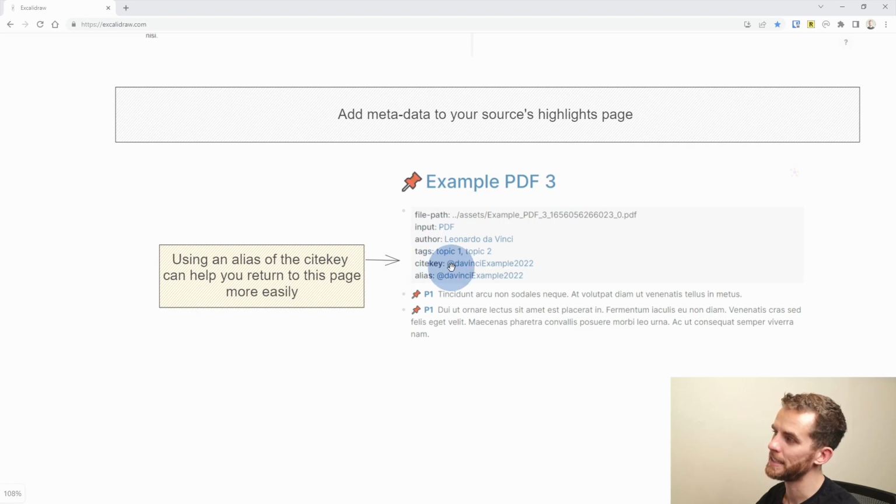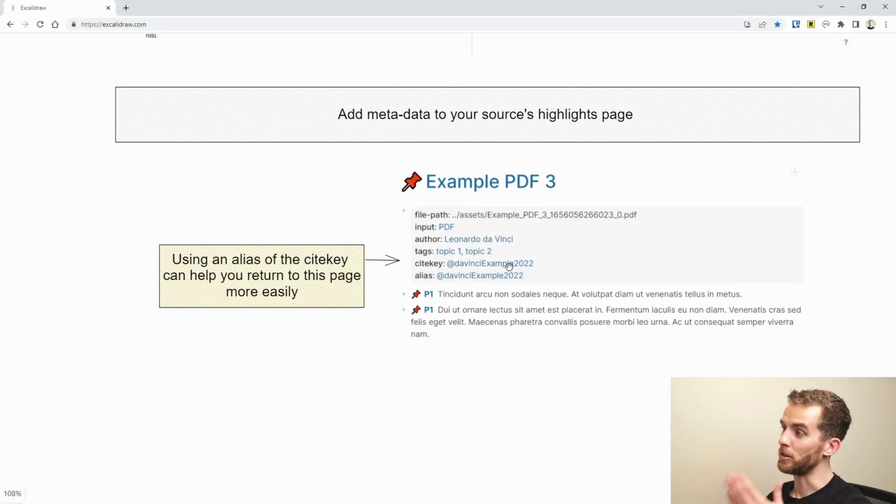I use the cite key. This is an important detail if you want to use it for bibliographies later or for referencing. I use the cite key just because it makes it easier to interchange that with other programs and other users later down the line, but you don't have to do that. I also use the cite key as an alias, so that if I just click on that page, it brings me to this example PDF immediately, and that's very, very useful.